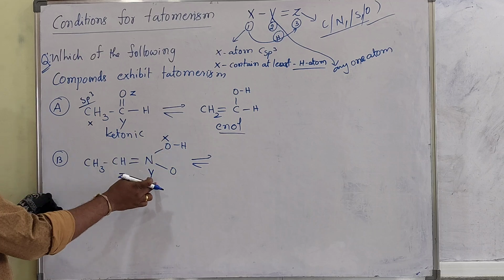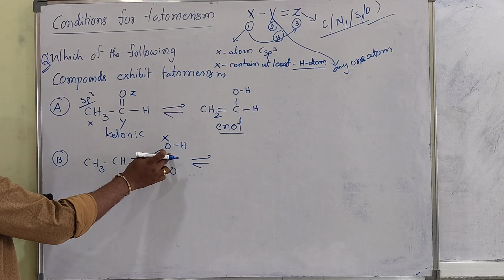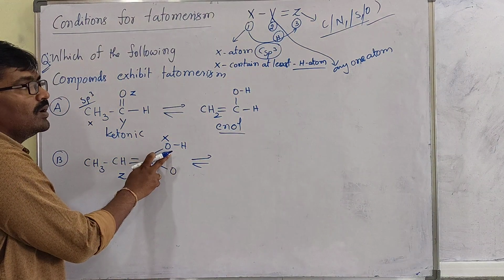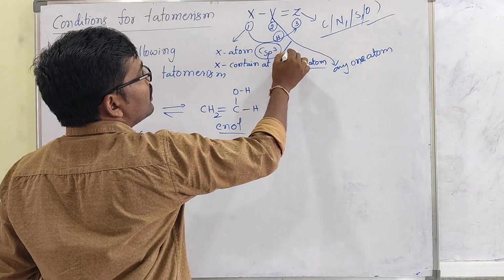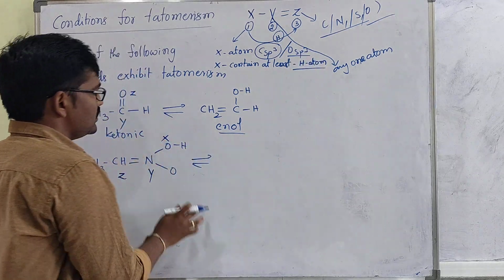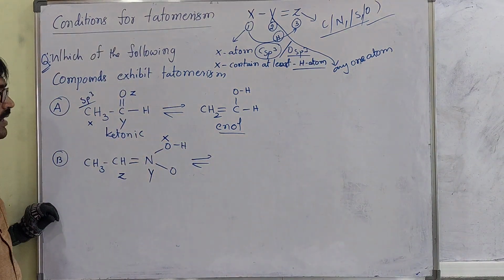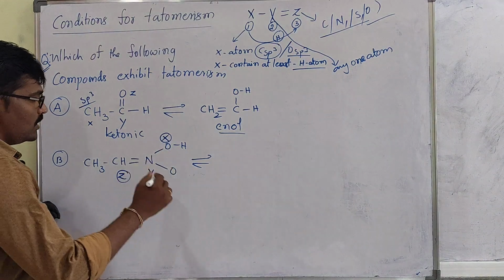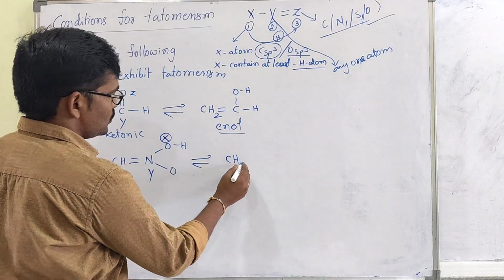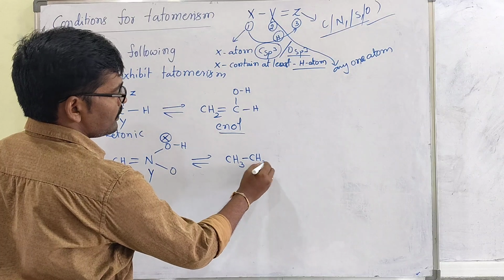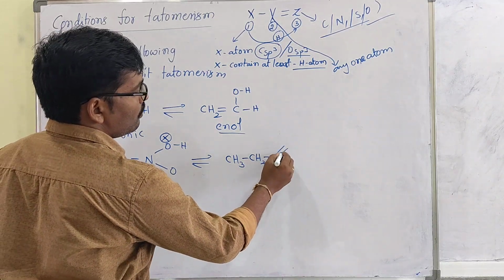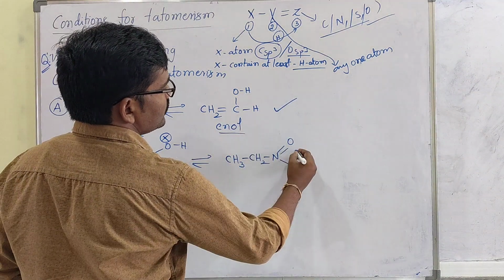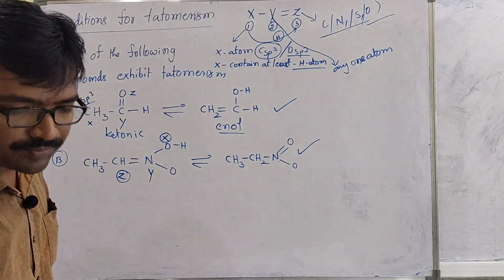So this is X, Y, Z. Sir, X here is not a carbon atom, right? I told you it must be sp3 hybridized. It can be any atom, not only carbon, even oxygen, but the oxygen must be sp3 hybridized. Okay, clear. So now the hydrogen atom can be transferred from the X position to the Z position. Then you can write CH3 as usual, then CH2, then N, double bond O, then O. So this can exhibit tautomerism, this one also exhibits tautomerism, right?